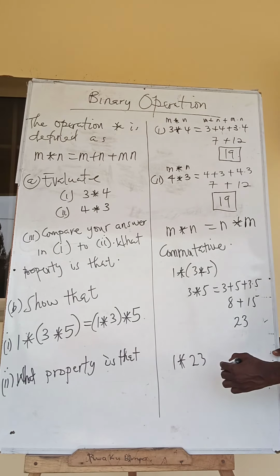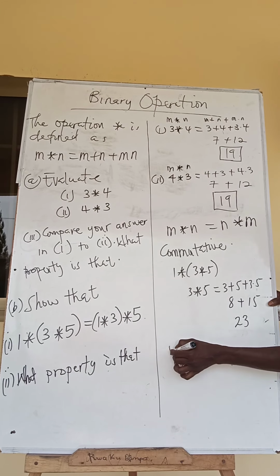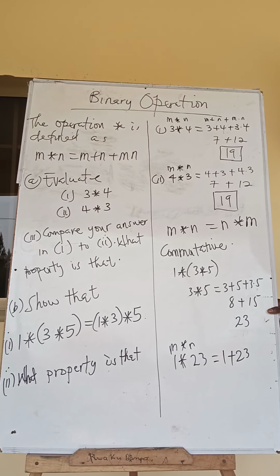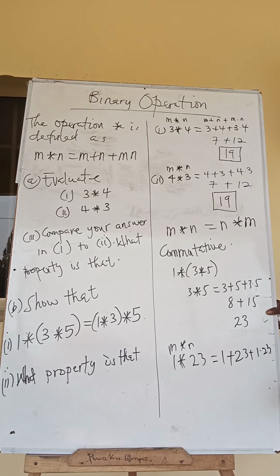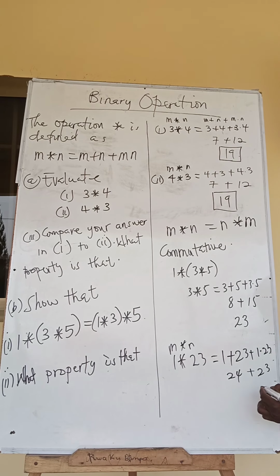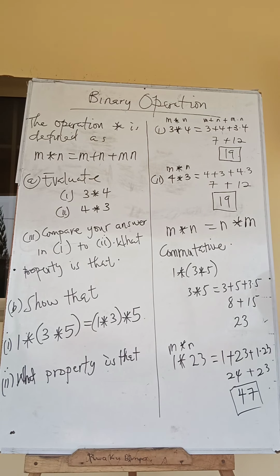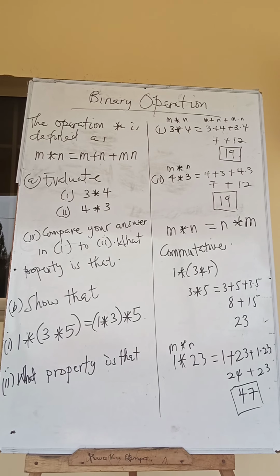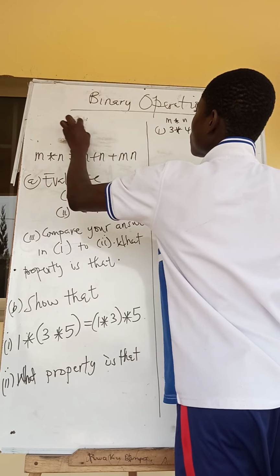So this is going to be 1 star 23. That is m star n. It's going to be 1 plus 23 plus 1 times 23. So 1 plus 23 is 24 plus 1 times 23 is still 23. So 24 plus 23 is 47. So mark this answer somewhere. Store it somewhere. You are not going to even clean everything. You are just going to do the next one here.